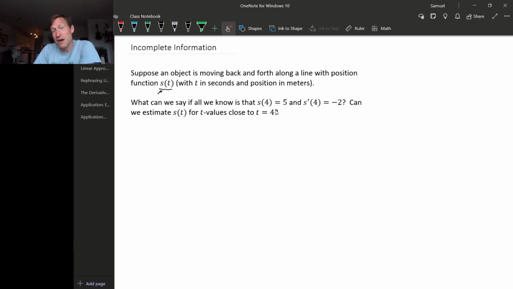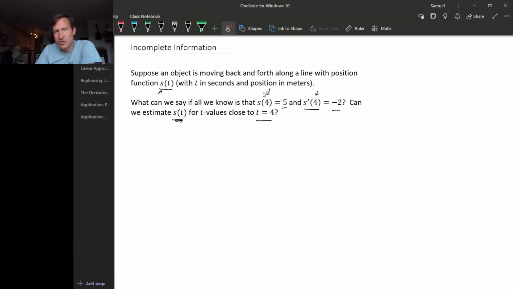So suppose that we do have some limited information about this function. Suppose we know that s of 4 is 5 and s prime of 4 is negative 2. One thing that we might hope to do is, because we know about this position function at time 4, we might hope to at least estimate this position function for t values that are close to 4. Of course, since we don't really know what's happening far away from time 4, there's little hope of knowing what the position function is for t values far away from 4. But it seems like close to 4, maybe this is enough information to have a decent estimate.